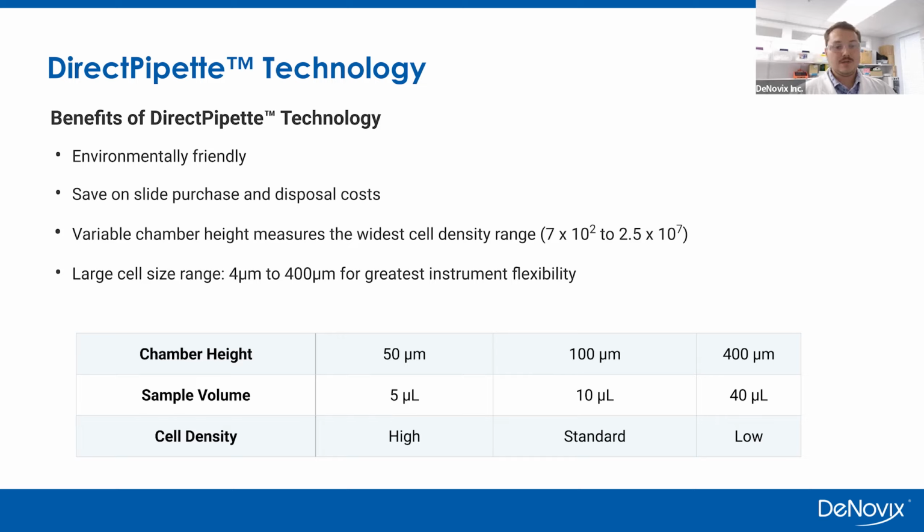Now, I would like to focus on the chart at the bottom of the screen. As you can see in that middle column, 100 microns, that's our standard chamber height. But to the left and to the right of it, we have 2 other chamber heights for higher density samples and lower density samples.